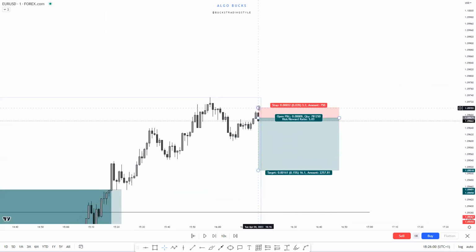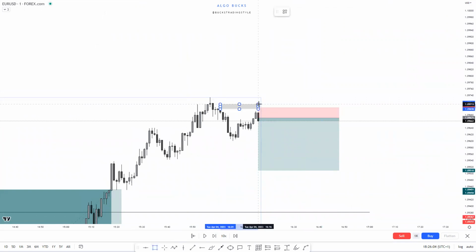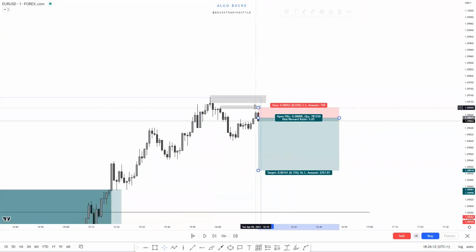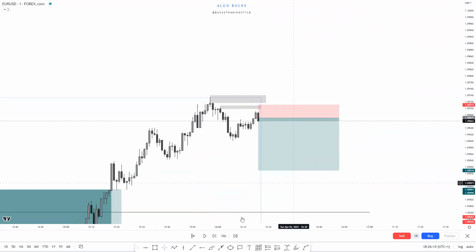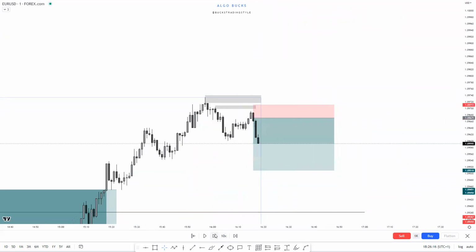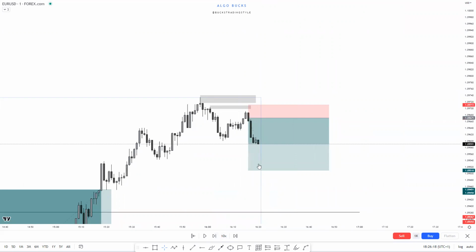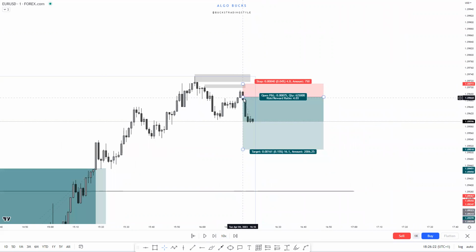So the mitigation of engulfing. And now because we have this weak high as a possible mitigation, we'll keep that in mind. So we'll probably move our stop loss to get protected right here, 4 pips. And price did not even come back to the mitigation of engulfing. So at the candle closure, we could take this sell.